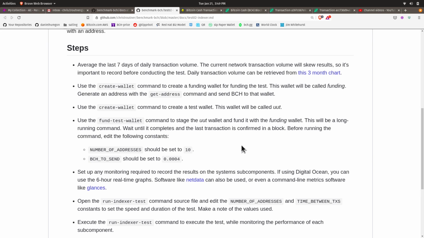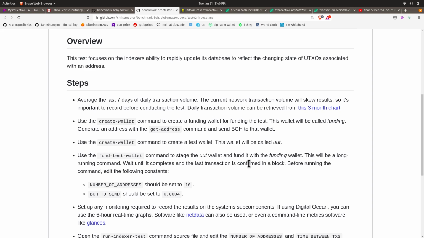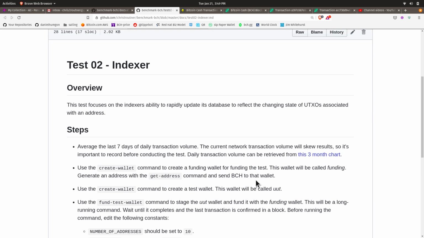This test differentiates itself from the full node test, whereas the full node test stresses the full node and its ability to send transactions and process transactions. This test is more of a test of the indexer and its ability to update its internal database, and it should apply across different indexers. So the same test should be able to be applied to different indexers.